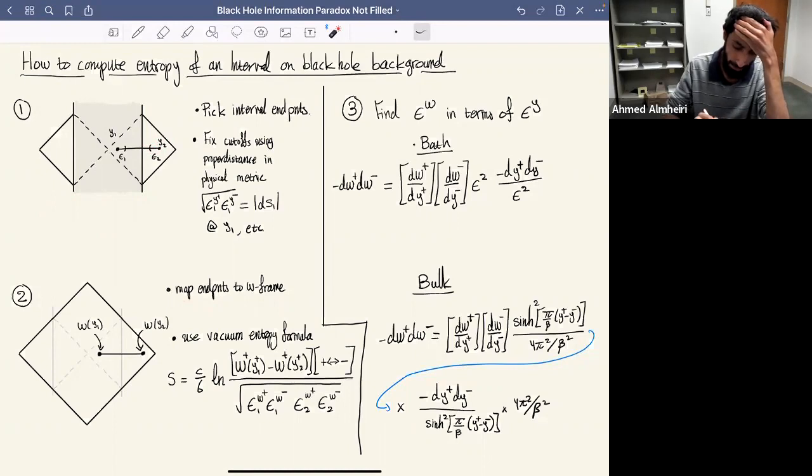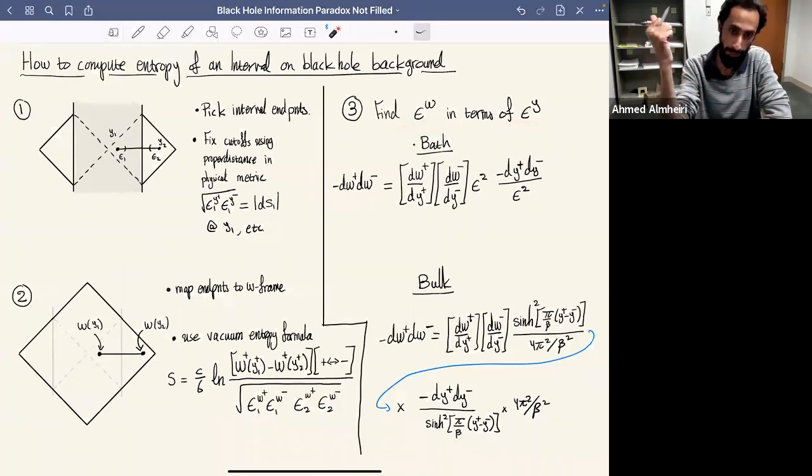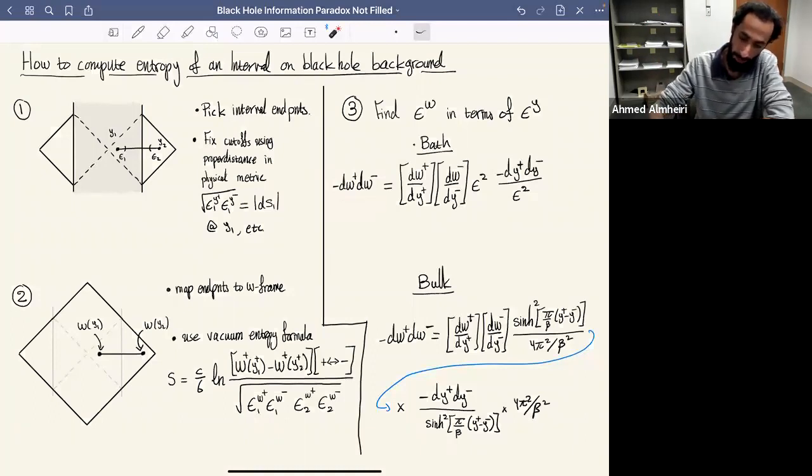That will map this interval to some interval here. It's the same place. And then because the state is the vacuum in the W frame, we can just use the entropy formula that we just discussed on the previous slide. So you'll get the separation along the plus direction times the separation along the minus direction divided by the cutoffs. The third step: the issue here is that these cutoffs are not physical cutoffs. They're the cutoffs in the W coordinate system. So you need to express those cutoffs in terms of the cutoffs in the physical spacetime. The way you do that is by relating the metric in the W frame to the physical metric.